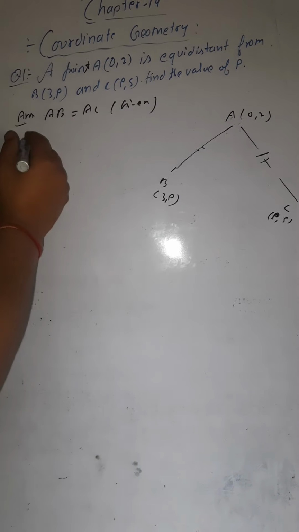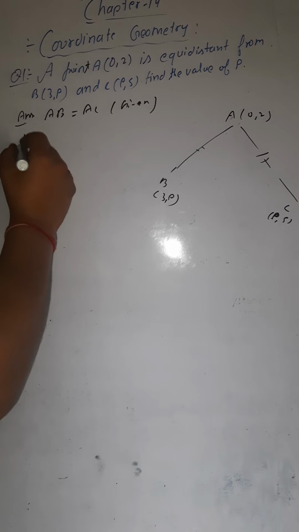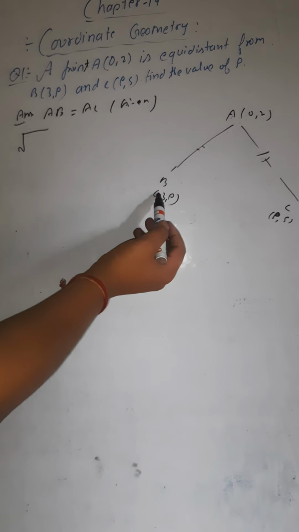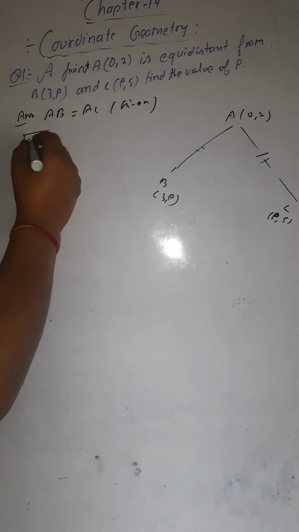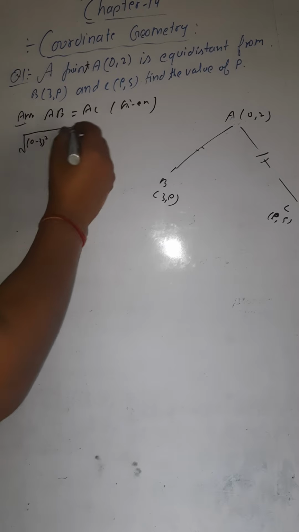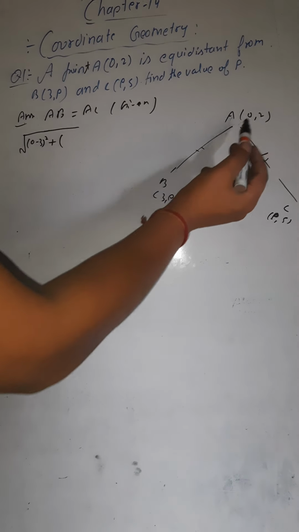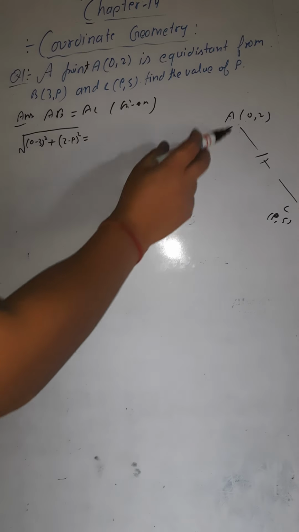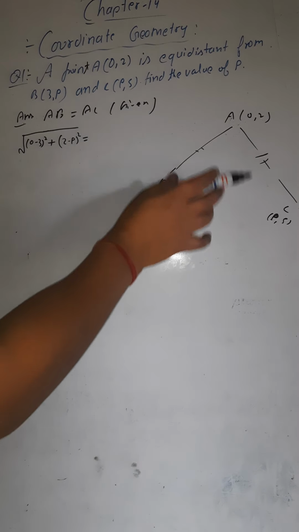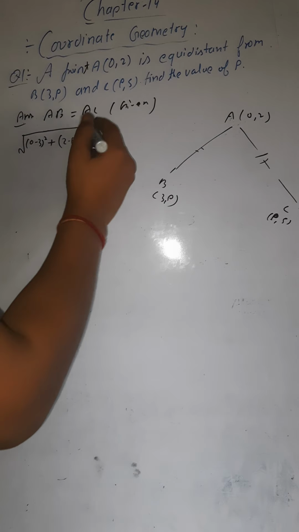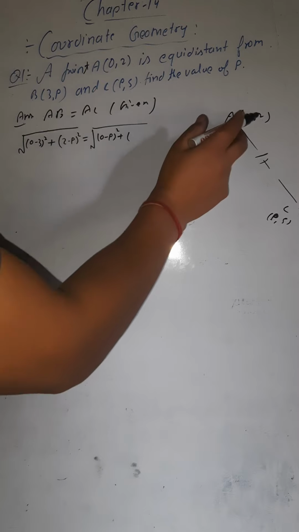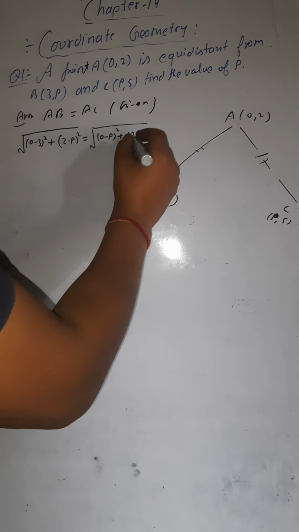Now, let me find out AB. AB would be like this: x2 minus x1 means 0 minus 3, whole square, plus y2 minus y1 means 2 minus p, whole square, is equal to, similarly here also, x2 minus x1 means 0 minus p, whole square, plus y2 minus y1, 2 minus 5, whole square. So this has been given to you.